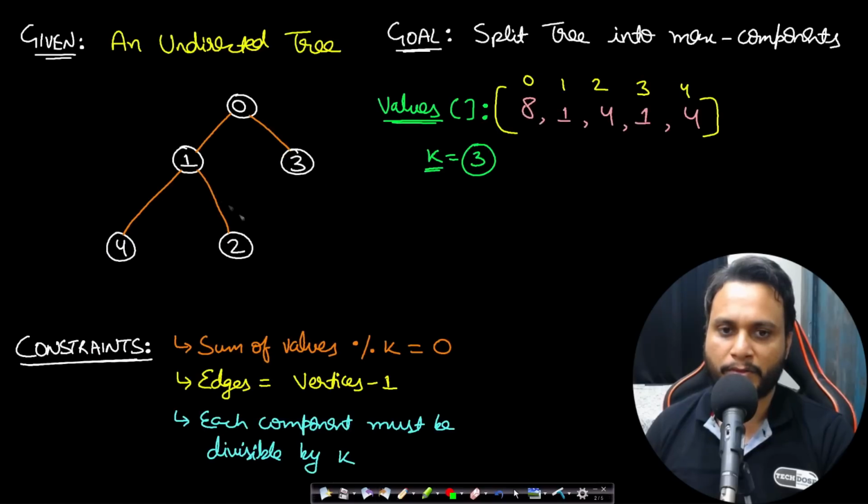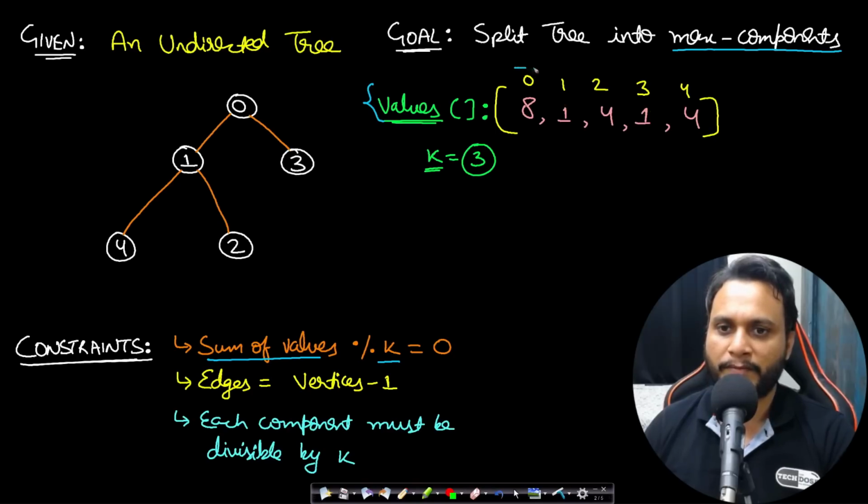Fine. Now let's look at an example for better understanding. In this case, we are given an undirected tree, and our goal is to split the tree into the maximum number of components, where each component's sum must be divisible by k, right? So let's see the constraint. The sum of the values array which is given must be divisible by k. It is already mentioned that it is divisible by k.